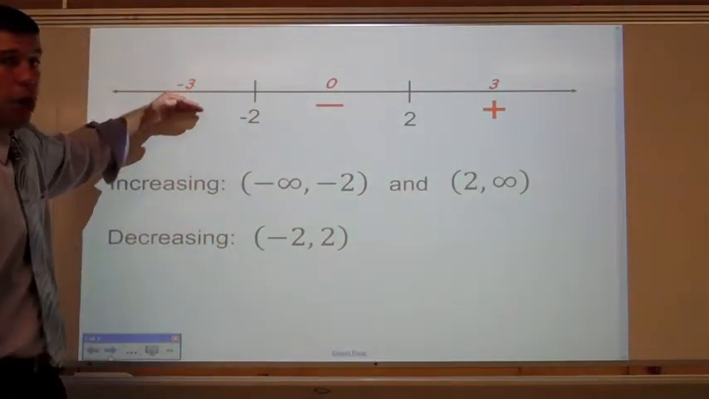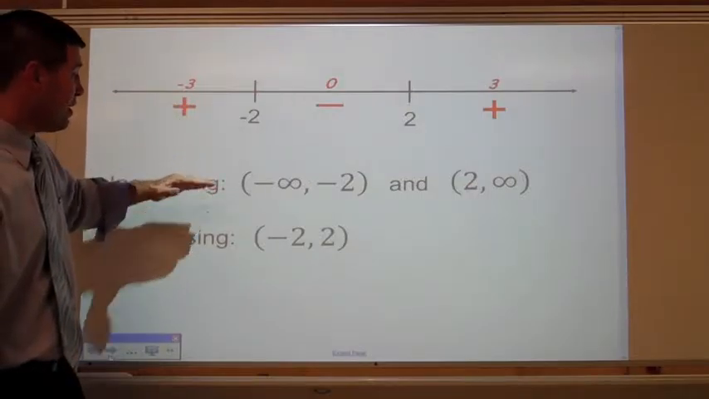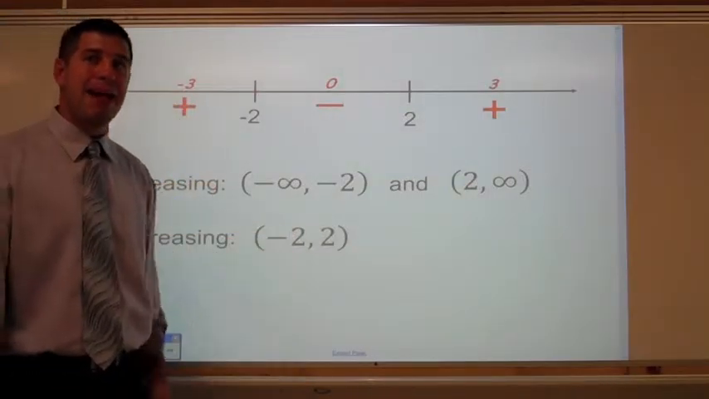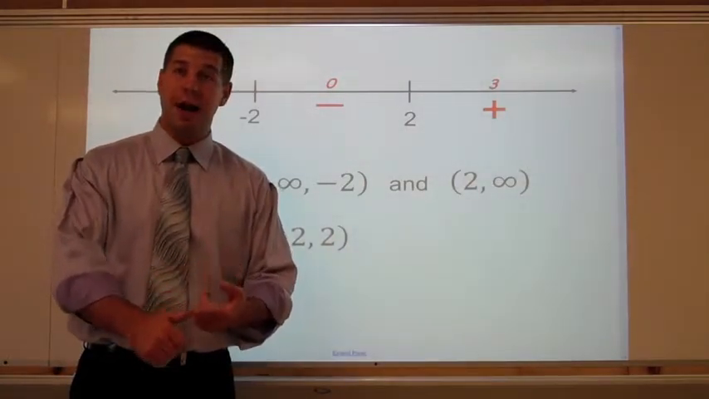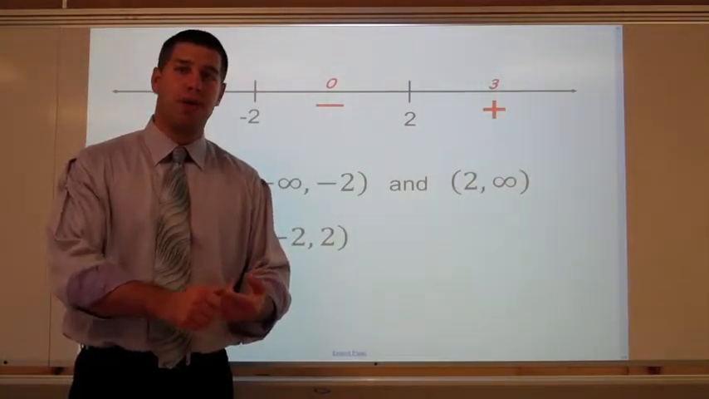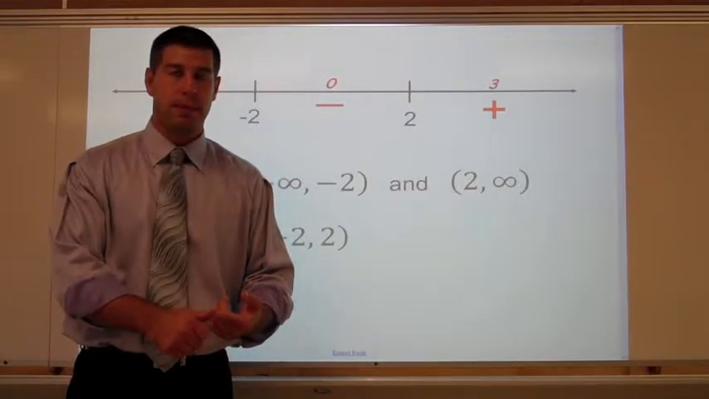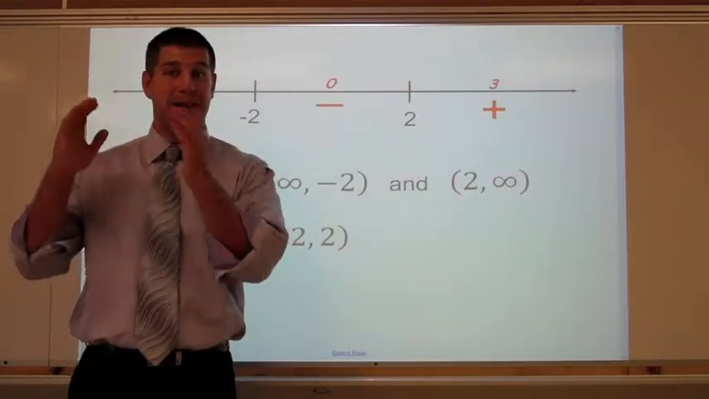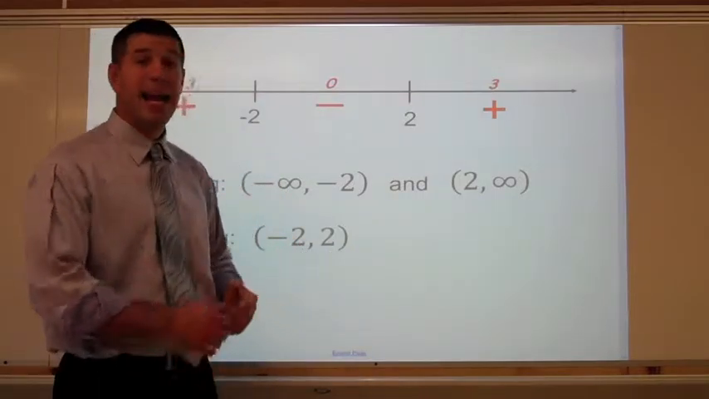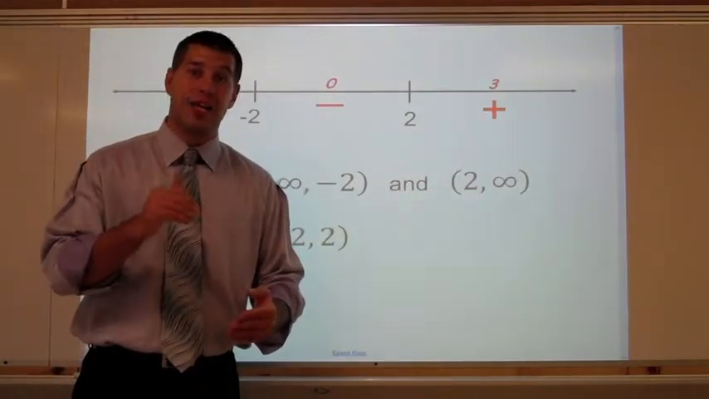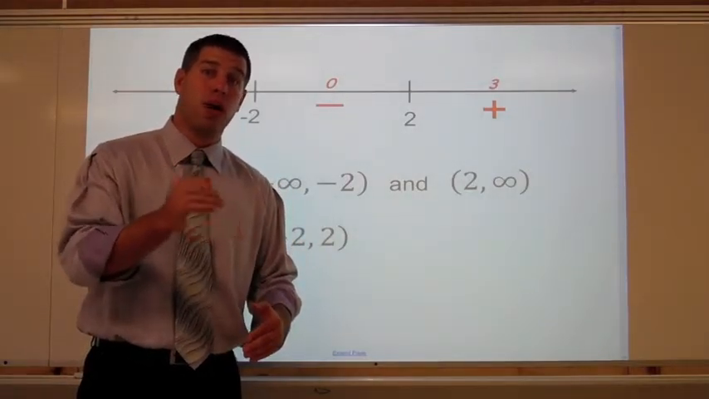So you use a sign chart to find intervals of increasing or decreasing, and you write them as open intervals. Find critical numbers by deriving and setting the derivative equal to 0, or where the derivative is undefined. Use a sign chart to test values before, between, and after those critical numbers. You test those values in the derivative to see what the slope of the tangent line is, to see if the function is going up or going down.